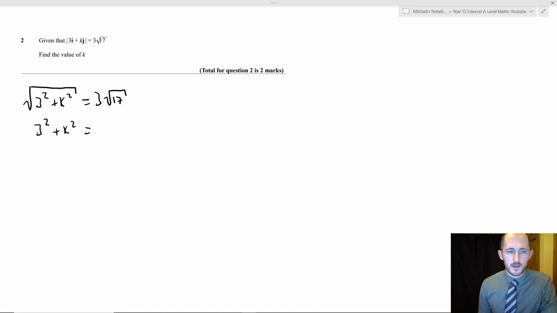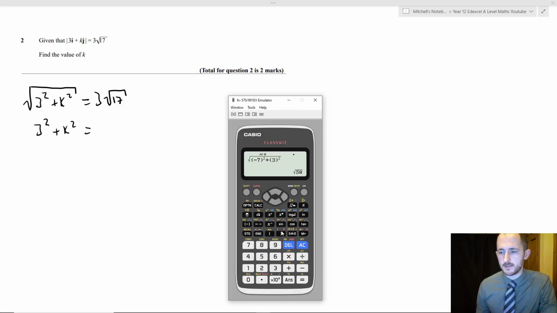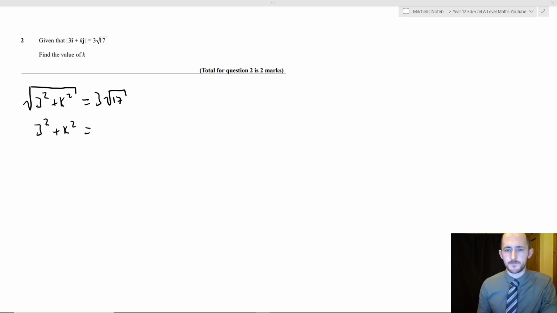And if we were to square this, we're going to get, to be honest, you can use a calculator, you don't need to do it in your head. Mental maths is for losers. Whoops. 153, nice and easy. So then minus 9 from both sides, so that's 144. So k is equal to plus or minus 12.